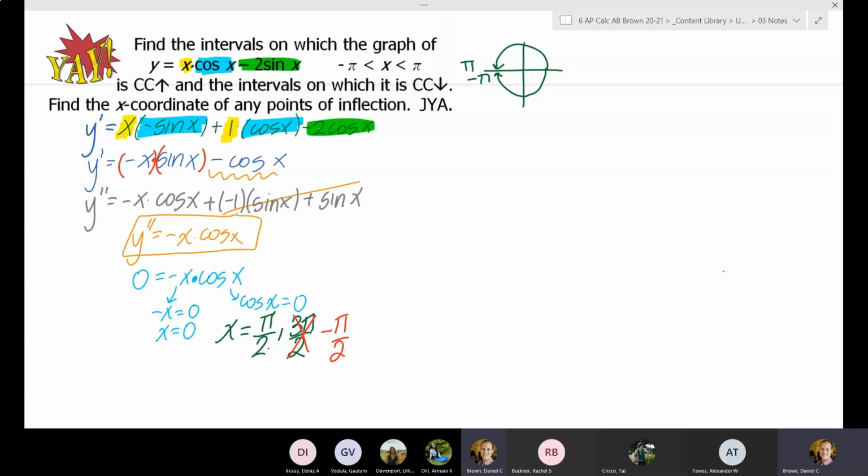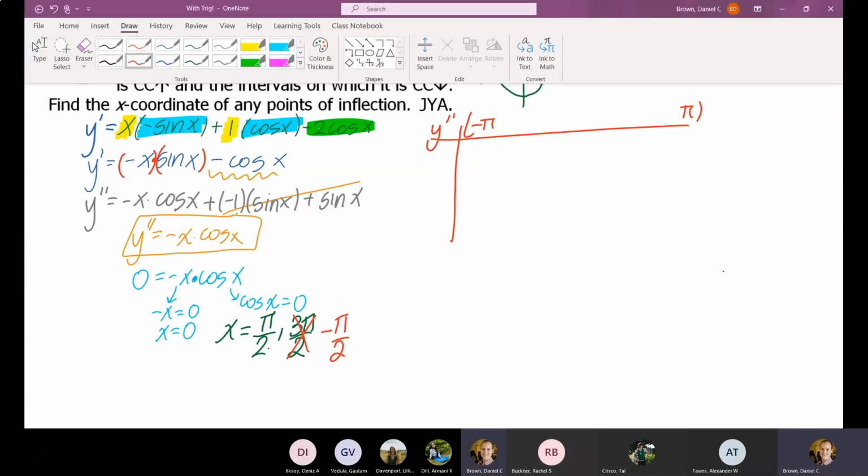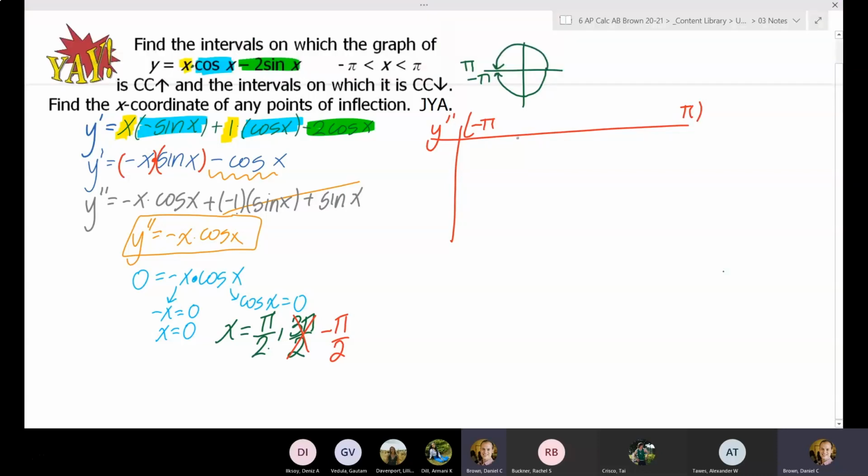So these are our important points. We don't call them critical points. Again, we save that just when we're setting the first derivative equal to 0 and when the first derivative is undefined. But now I can go ahead and make my sign chart with the second derivative. I'm going to put my reminders here that this has an interval on it going from negative pi to positive pi. And then the key values we have, putting them in order. So I have the negative pi over 2. I have 0, and then I have pi over 2.